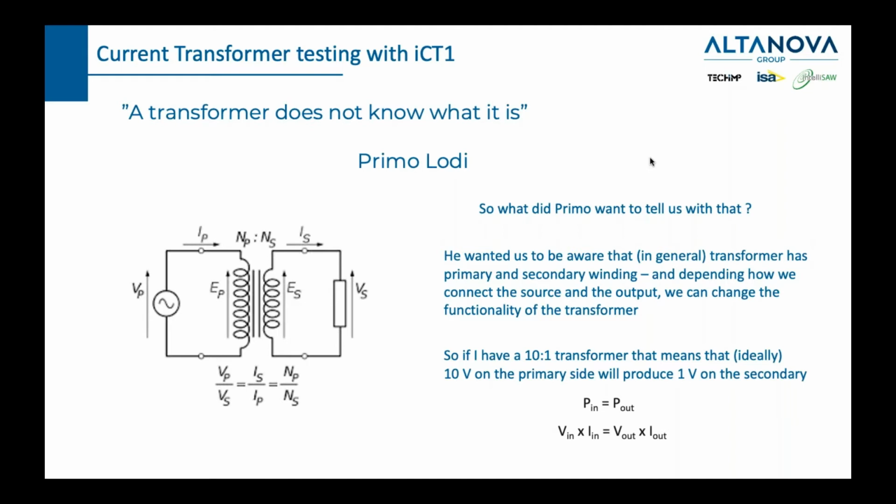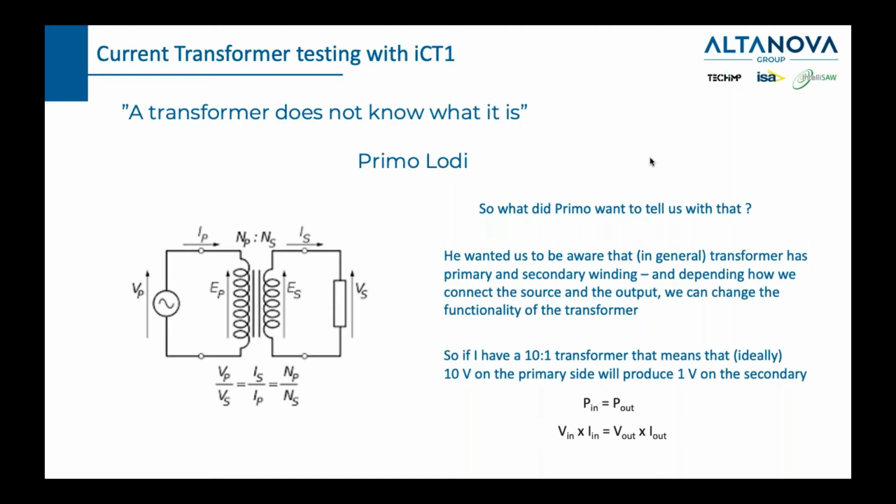In order to do that, let me quote one of the famous people in Altanova, Mr. Primo Lodi. He used to say, and he still says it, a transformer does not know what it is. So what did Primo want to tell us with that? He wanted us to be aware that in general, a transformer has a primary and a secondary winding, and depending on how we connect the source and the output, we can change the functionality of the transformer. So the transformer can be step up or step down, if we put it bluntly.